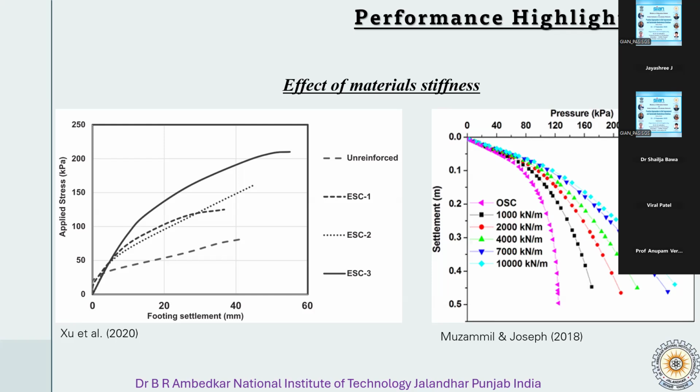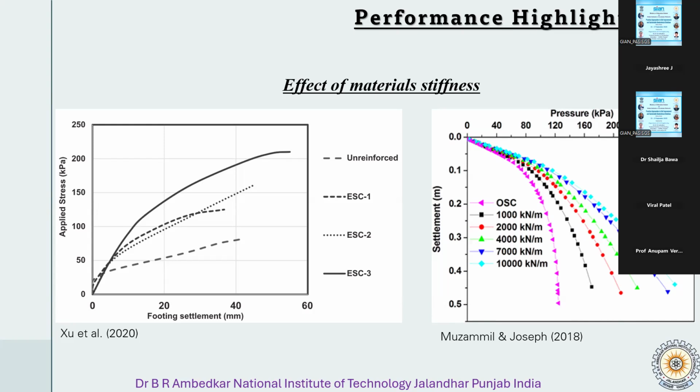So here ESC3, it is with the stiffest material, it can resist much higher stress with much less settlement. So this clearly shows that higher encasement stiffness leads to better load transfer and improved stability. Now turning to the graph on the right.